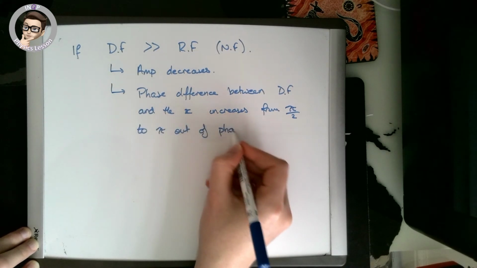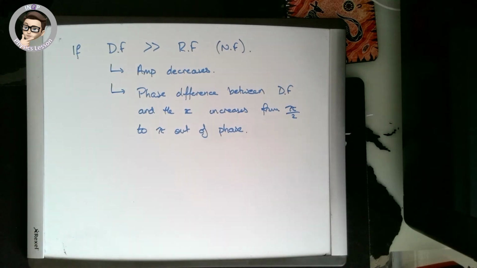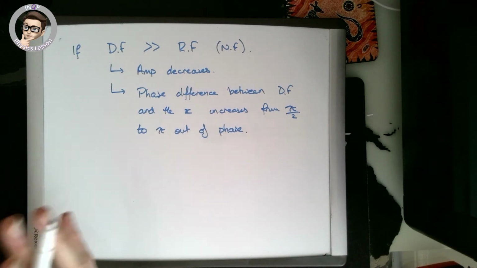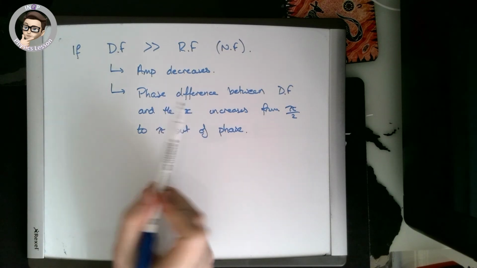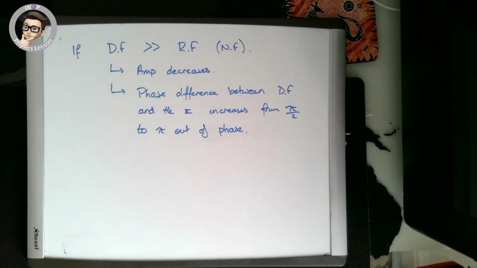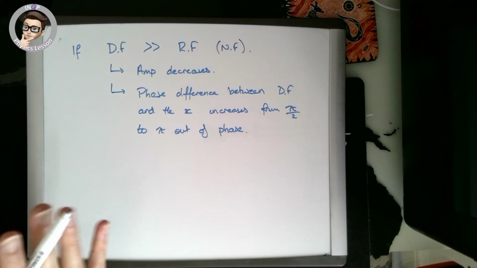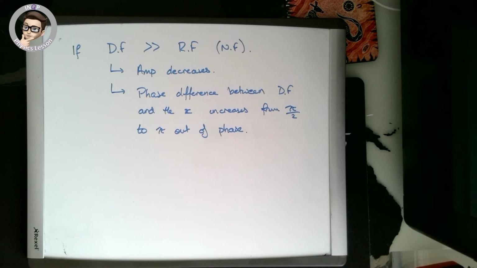And once it reaches pi out of phase, then your driving force is not actually going to do very much, and it's certainly not going to increase the amplitude. Hence, the amplitude is going to decrease. It's like pushing at the wrong point of a swing. And if you push at the wrong point, you're not going to gain any height.